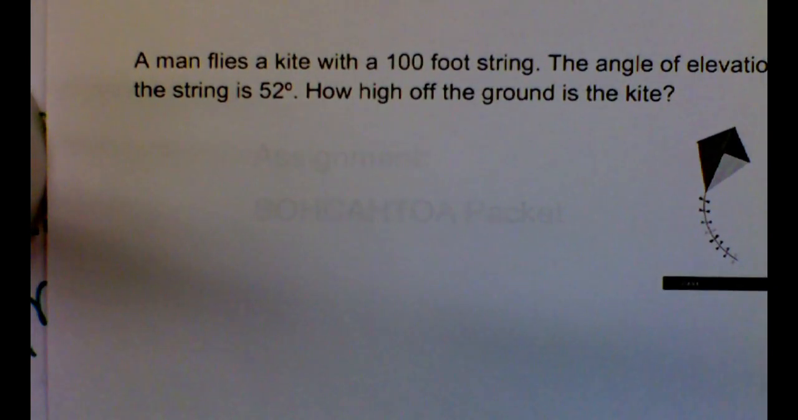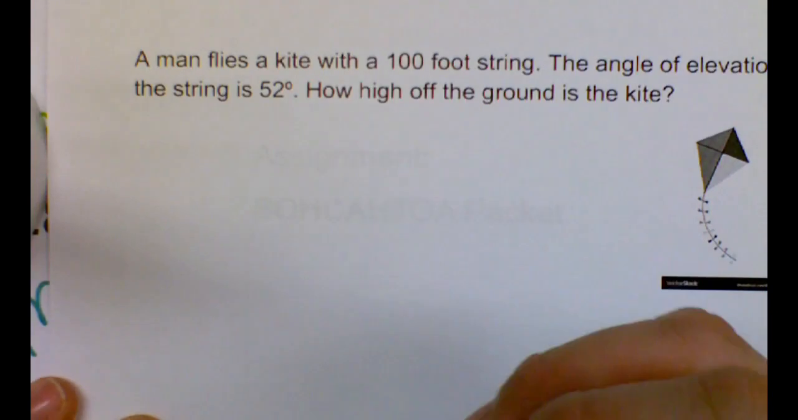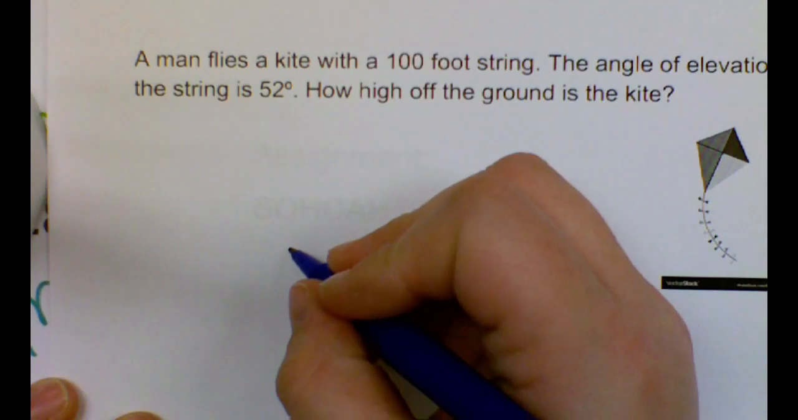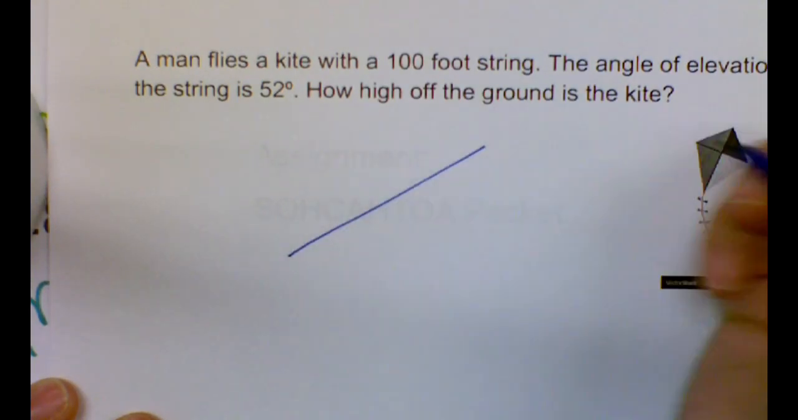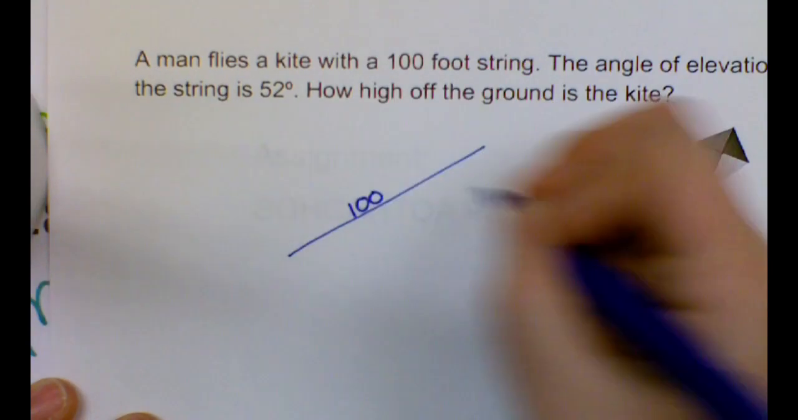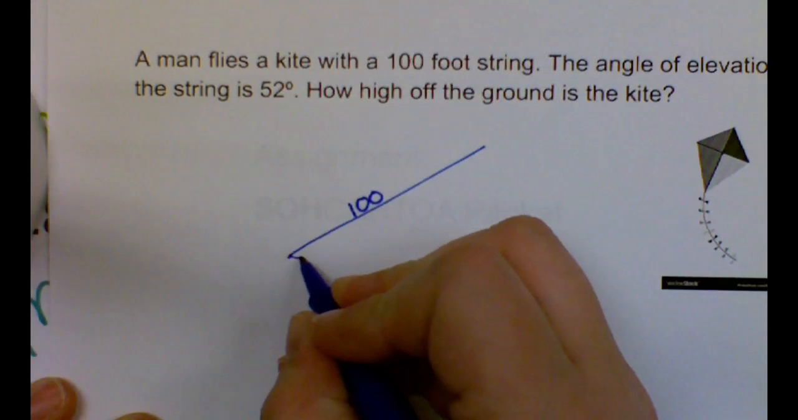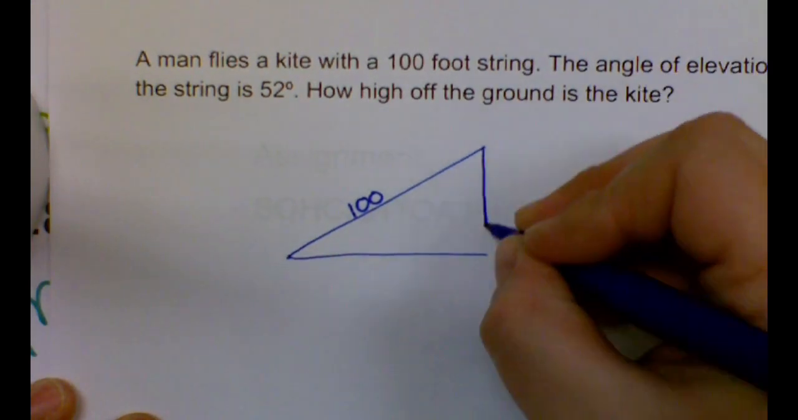And one last application. A man flies a kite with a 100-foot string. The angle of elevation of the string is 52 degrees. How far off the ground is the kite? So when you fly a kite, it doesn't usually fly straight up in the air, right? You're usually holding it and it's trailing back here. So that's the string, 100 feet. I want to know how high off the ground it is.